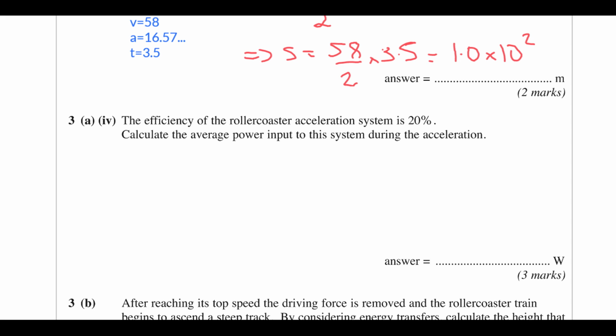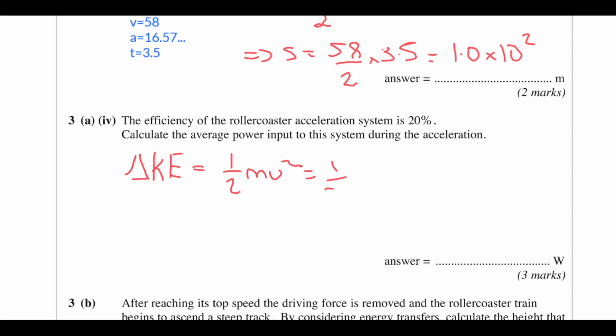The efficiency of the roller coaster acceleration system is 20%. Calculate the average power input to the system during the acceleration. So let's calculate the change in kinetic energy. Because we know the time, we can then convert that to power. So this would be the useful energy. So that's half m v squared.